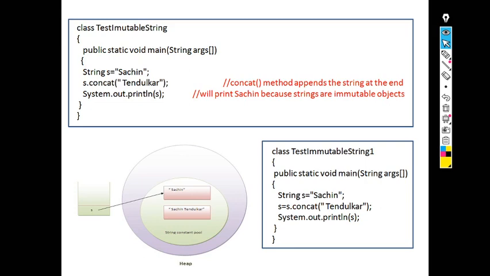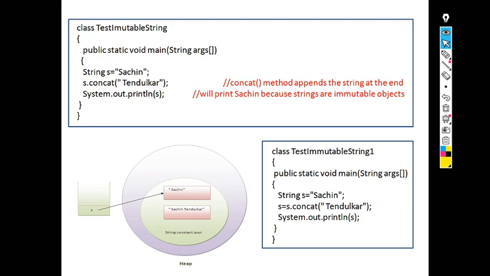So, you can understand that once you have created the string S, that is Sachin, it is not going to change. The S can refer to another string, but the string Sachin once created will not be changed at any cost. But what you can do, you can look at the second example.